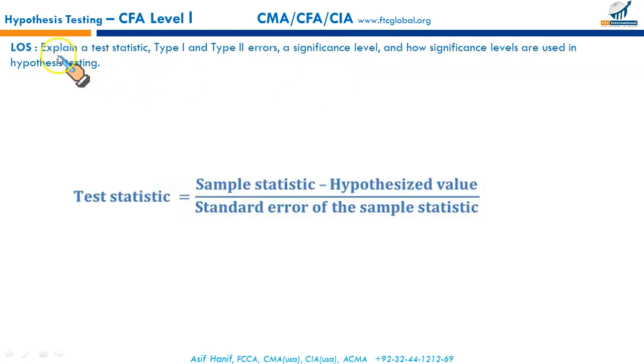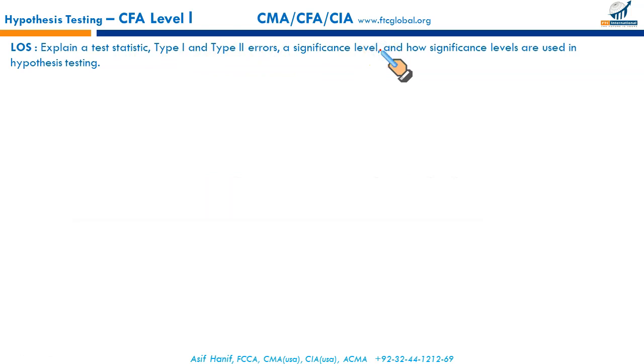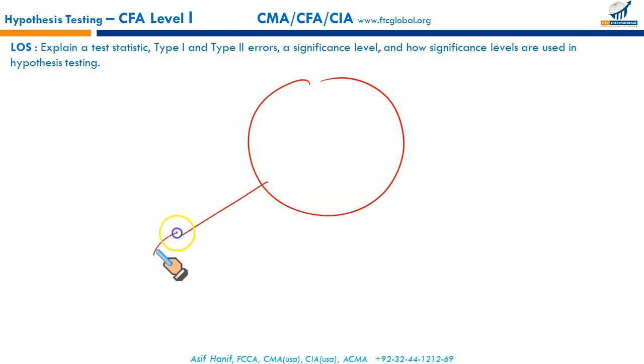So the next LOS says explain a test statistic, type 1 and type 2 errors, level of significance, and how significance levels are used in hypothesis testing. So first of all, a test statistic is a quantity calculated based on a sample. And let's say this is your population and you have drawn a sample out of it. So a test statistic is a quantity calculated based upon the sample, and this value is the basis for deciding whether or not to reject the null hypothesis.